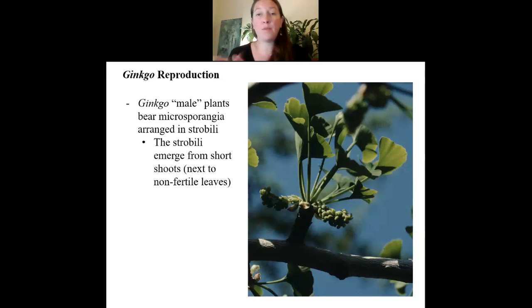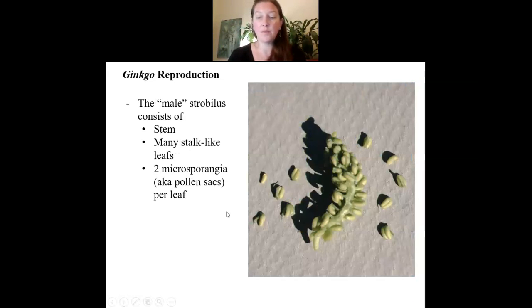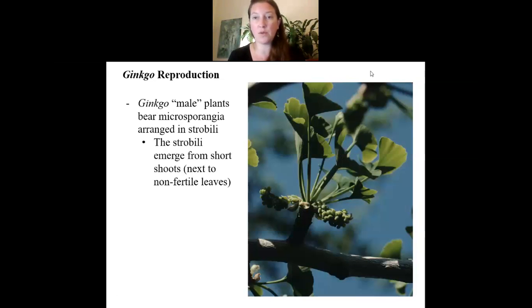Now let's talk about the male plants. The male plants, like the cycads, have their microsporophylls arranged in strobili, but they kind of almost don't look like leaves. So you can see them here. I think we have a better one on the next slide. But just for location, they also emerge from the short shoot. So here's a strobilus here, here's a strobilus here, and then all the photosynthetic leaves are above that.